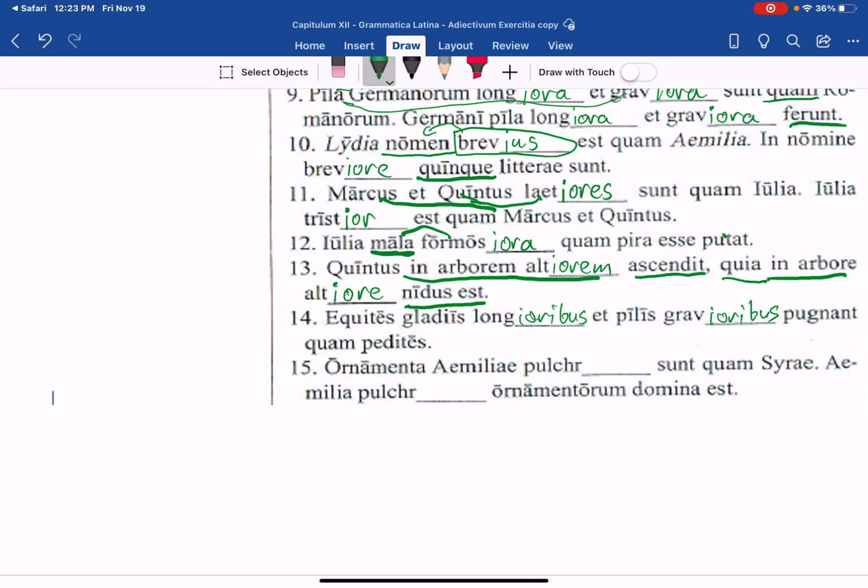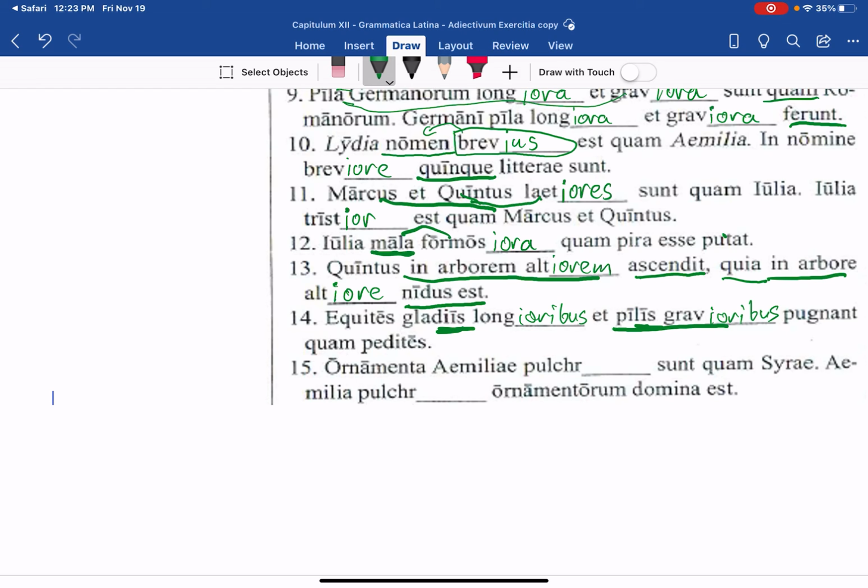So the horse soldiers pugnant, how? They fight with how? With longer swords and heavier spears than the foot soldiers. And gladiis and pilis are ablative of instrument, plural, so that's why longioribus et gravioribus are ablative, plural.